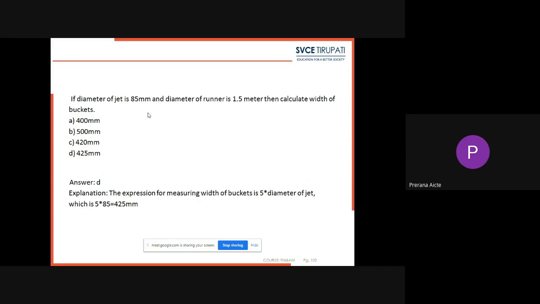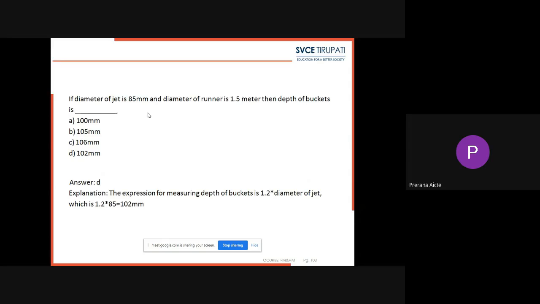And the next one, if the diameter of the jet is 85 mm and the diameter of runner is 1.5 meters, then calculate the width of the buckets as 425 mm. So the expression for measuring the width of bucket is 5 times the diameter of the jet, that is 5 into 85, that is 425 mm. Next problem. If diameter of jet is 85 mm and diameter of runner is 1.5 meter, then the depth of the buckets is given as 102 mm.